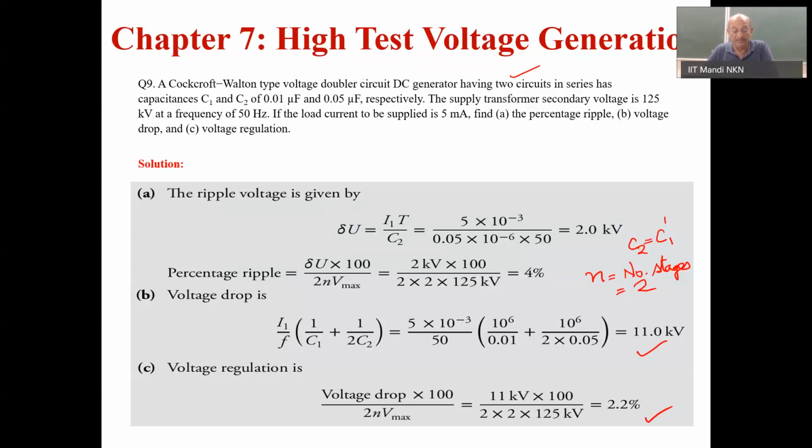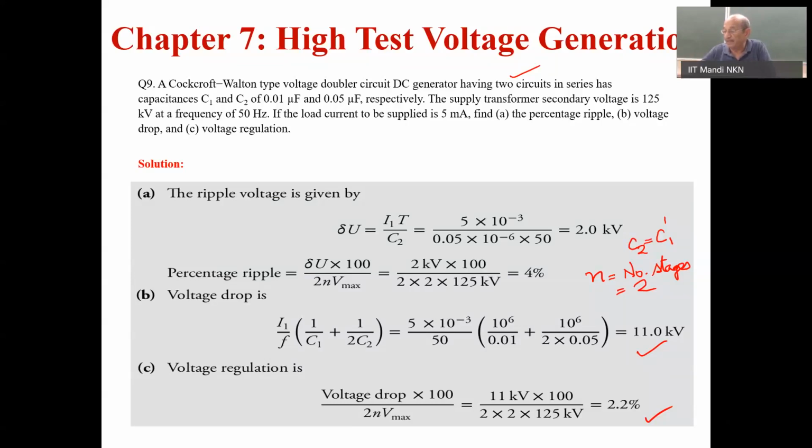So 2n Vmax, or 2n Umax, it will be. Okay, so this is how the voltage regulation of the high voltage DC test generator is determined. So you have the solution. You should be able to get the values.